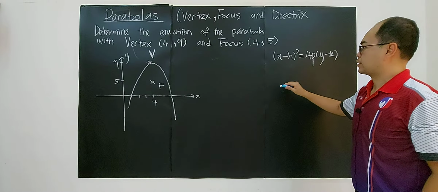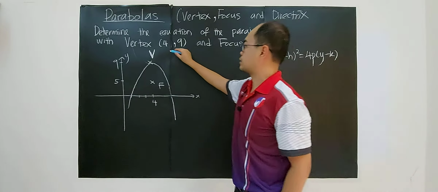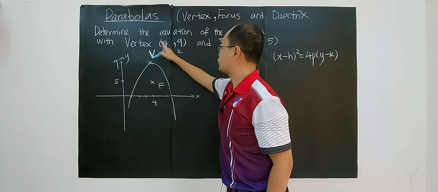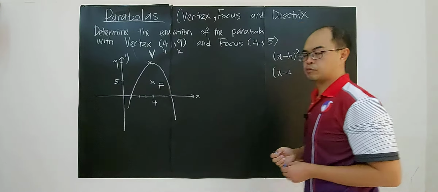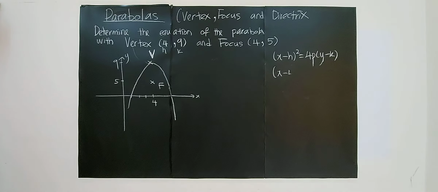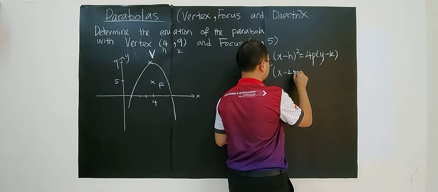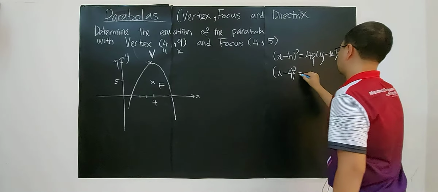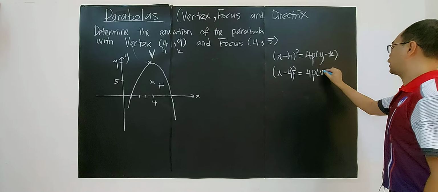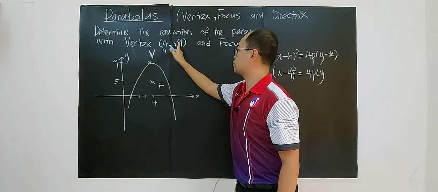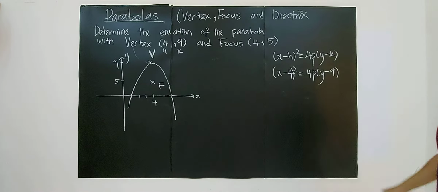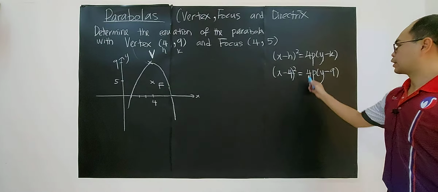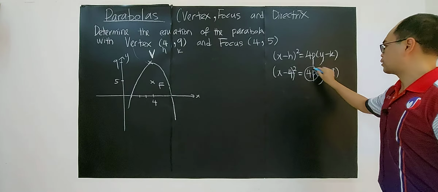Okay, then we have the vertex, your h, k. If it is positive 4, we put this to be negative 4. So we are putting (x minus 4) squared equals 4p(y minus 9). Later on we have to find the value of p.